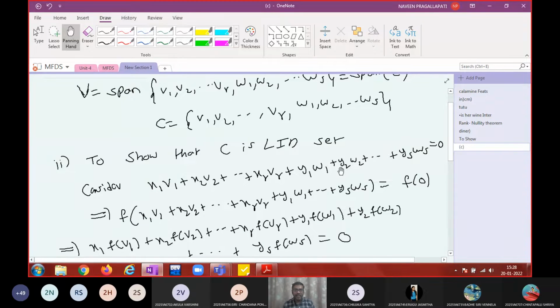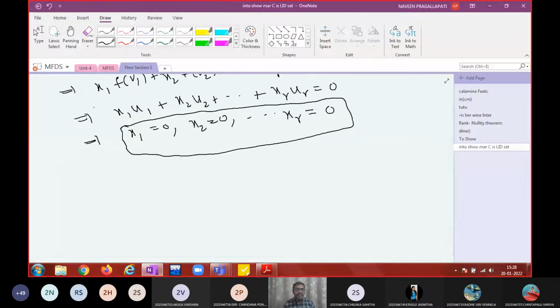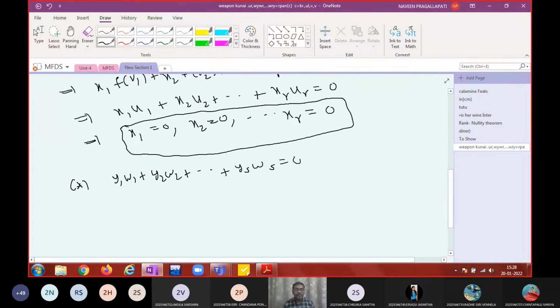How many elements are remaining now from this equation? Therefore you call this star, because x1, x2, xr are 0. So star implies what is remaining is y1 w1 plus y2 w2 plus and so on plus ys ws equal to 0. But you know W1, W2, Ws are a linearly independent set, because W1, W2, Ws form the basis for the kernel.